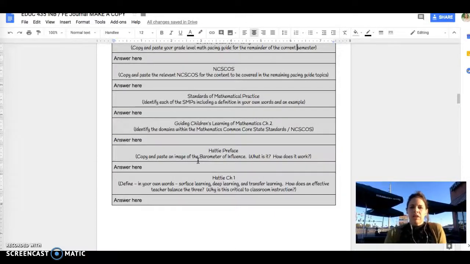So I want you to take a look at the preface, a few pages that I copied of the book for the preface, and I want you to copy and paste an image of the barometer of influence. So you can take a picture of it, you can Google search it and cut and paste, whatever you want to do. What is it and how does it work? Then, once you have an understanding, so the barometer of influence is how he gauges the impact of the practices that we do in the classroom.